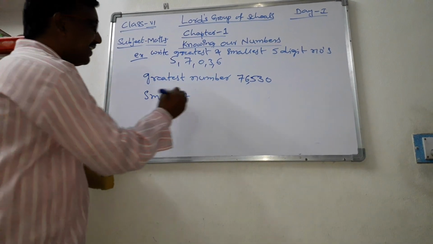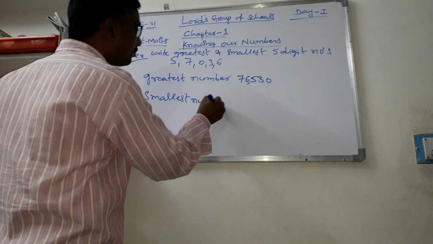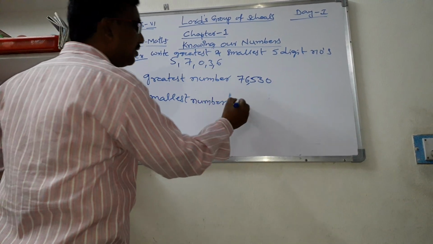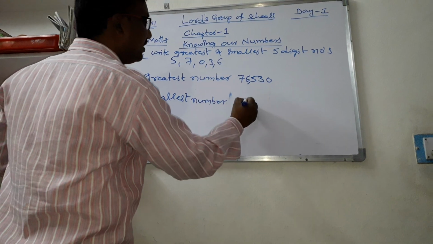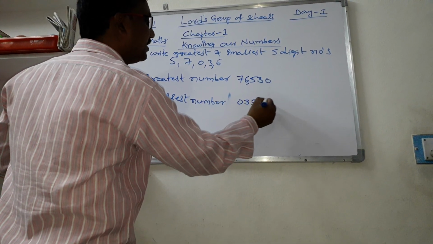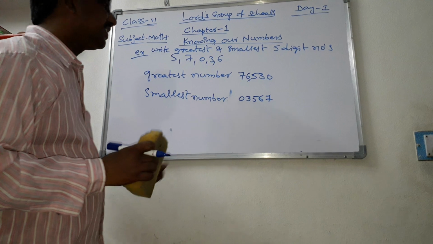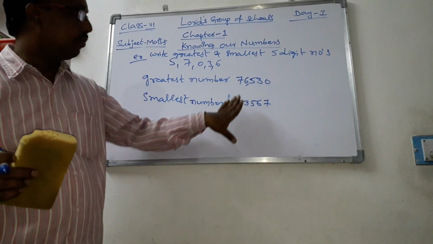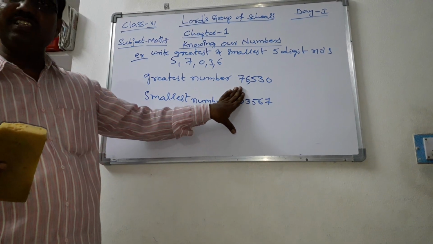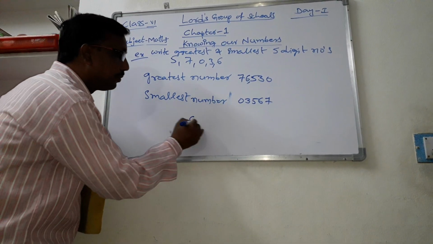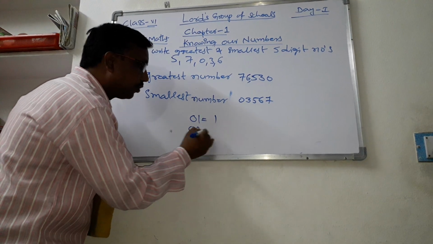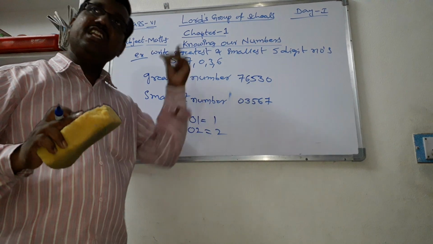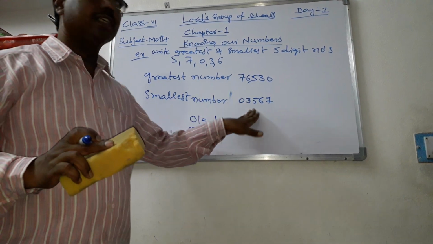When we are writing the smallest number, some students will write 0 first, then next 3, then 5, then 6, then 7. But remember that if you write 0 at the first of a number, that is invalid. It will be treated as only a 4-digit number. For example, if you write your roll number 01, it is 1; 02 will be only 2. So whenever you write 0 in front of any number, it is invalid. So it will be treated as only a 4-digit number.